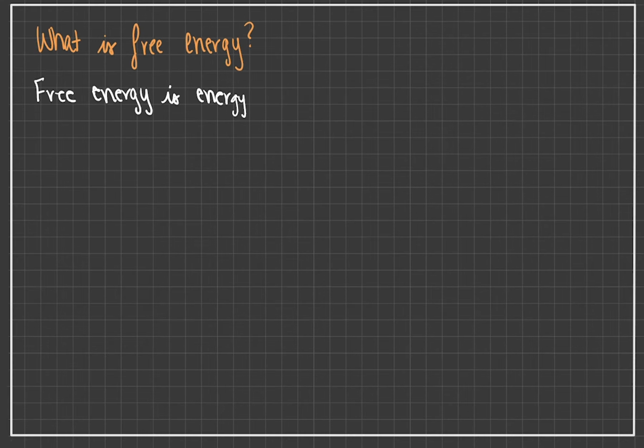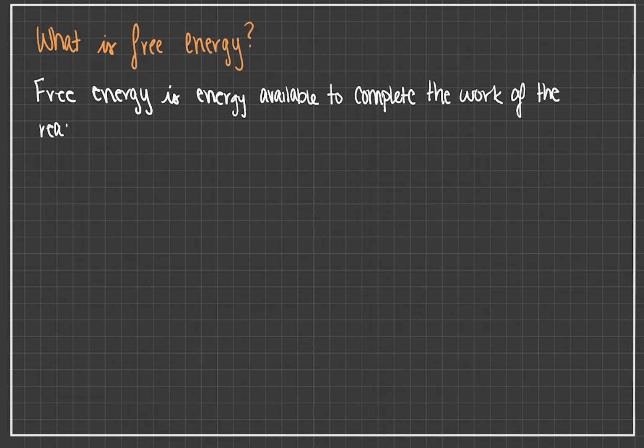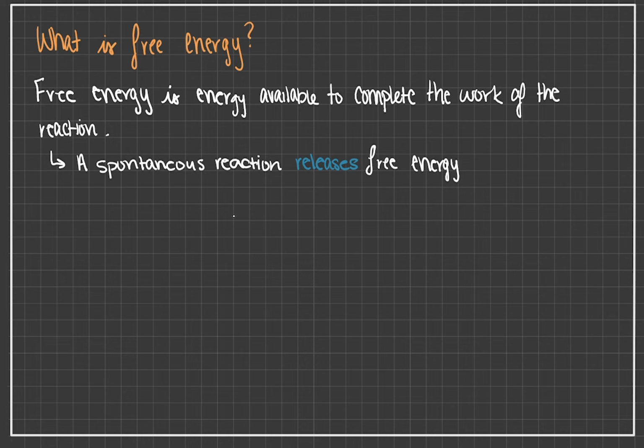So what is free energy? Free energy is the energy available when the work of the reaction is being completed. Like I've mentioned before, a spontaneous reaction releases free energy while a non-spontaneous reaction absorbs energy. This means that in a non-spontaneous reaction, heat is going to be a reactant, while in a spontaneous reaction, heat is going to be a product. So whenever you see heat on one side or the other, that tells you whether it's spontaneous or non-spontaneous. When it's on the left side, it's a non-spontaneous reaction, and when it's on the right side, it's a spontaneous reaction.